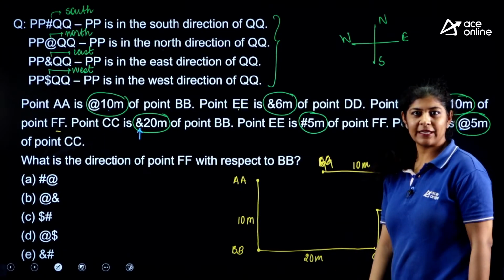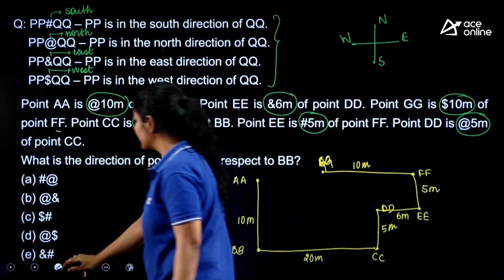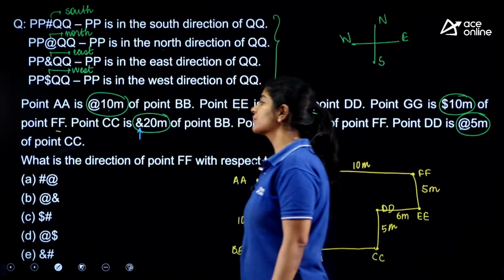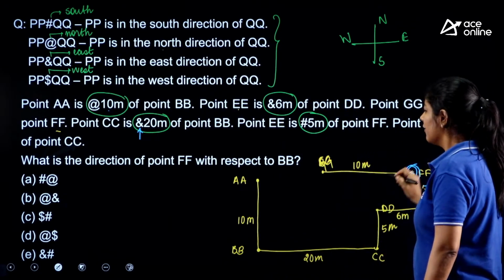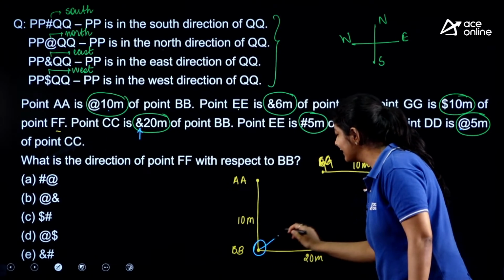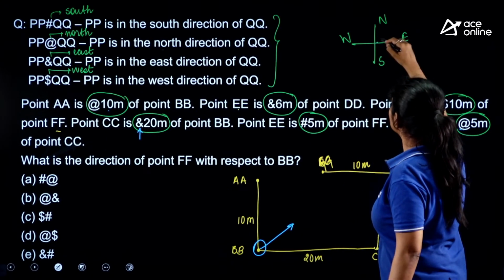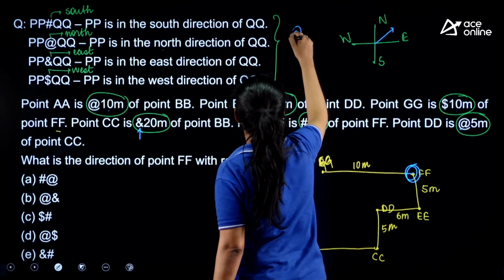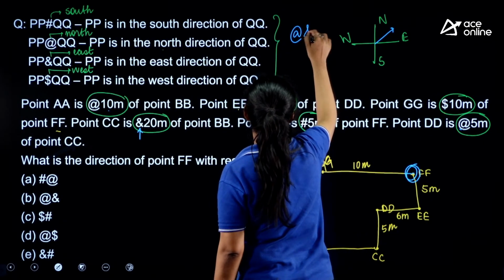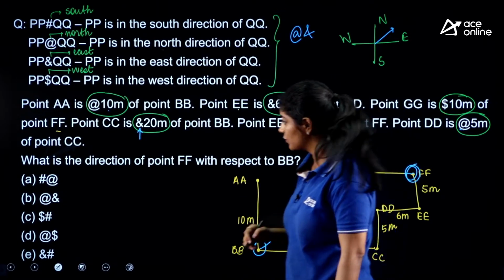So this is my diagram, right? Now on the basis of this, I have to answer the first question: what is the direction of point F with respect to point B? This direction is northeast. North means @, and east means &. I need this one in my options. Do we have that?